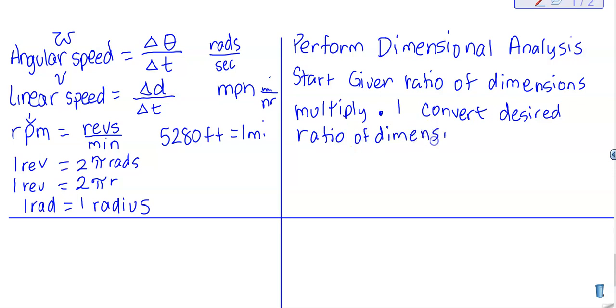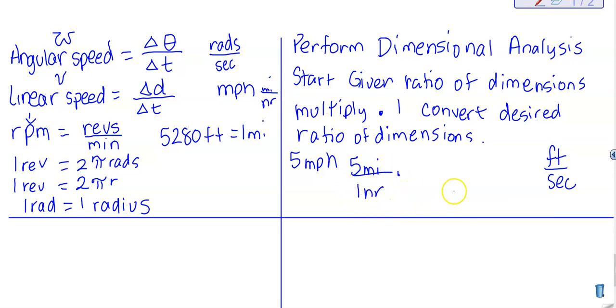And so we'll do a little sample. Okay, so let's do this sample. Let's say that I want to take 5 miles per hour and I want to convert that to feet per second. So I start with 5 miles per hour and I want to get rid of miles. I want to convert miles to feet and I want to convert hours to minutes. So we're going to do 5 miles per 1 hour.